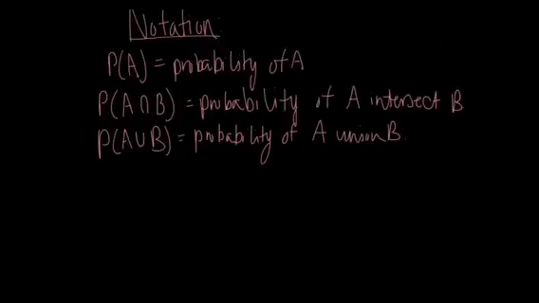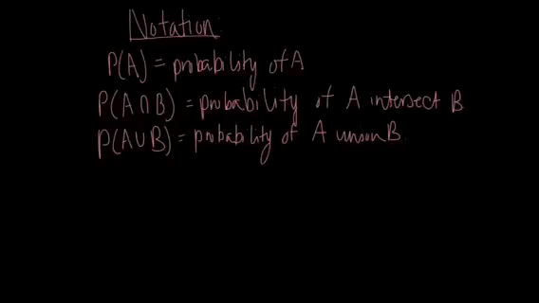This is the common notation for probability. The first term is the probability of A. A is any event, like picking a blue marble out of a hat, and it just denotes the probability between 0 and 1 that that event will occur.